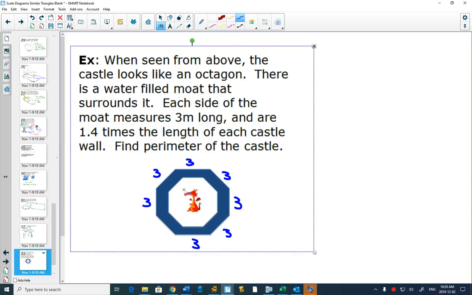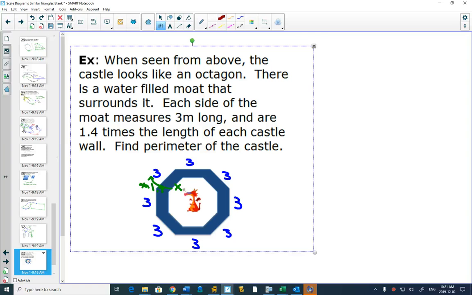What do you think it's going to be? 3. Oh, you guys are... Yeah, I missed the third side completely. Those sides are all 3, and they're told that they're 1.4 times bigger. So that means if I'm going from this one, which I'm going to put X because I don't know what it is, to this one, I'm going to have to multiply by 1.4.